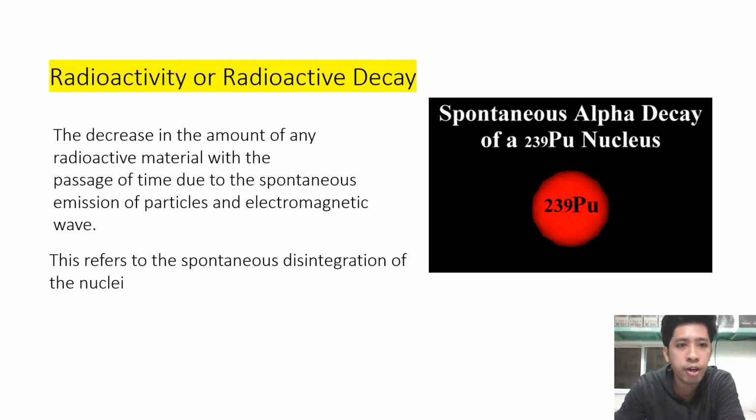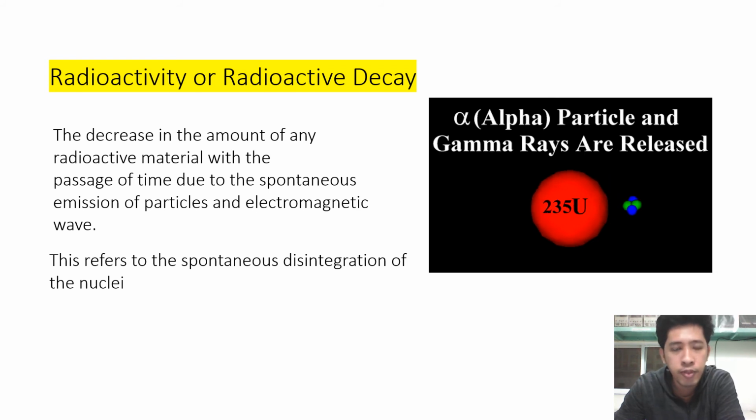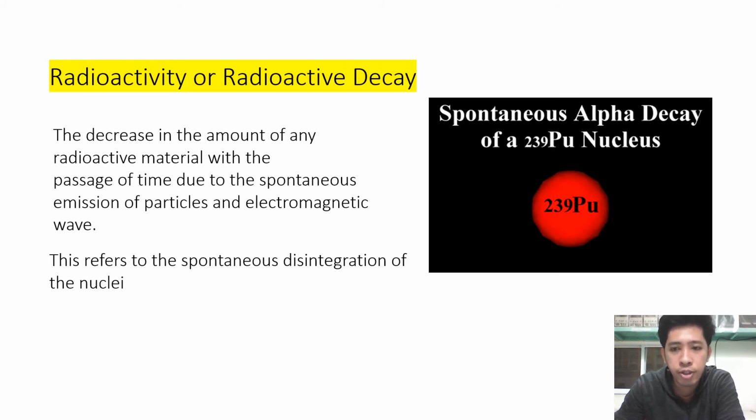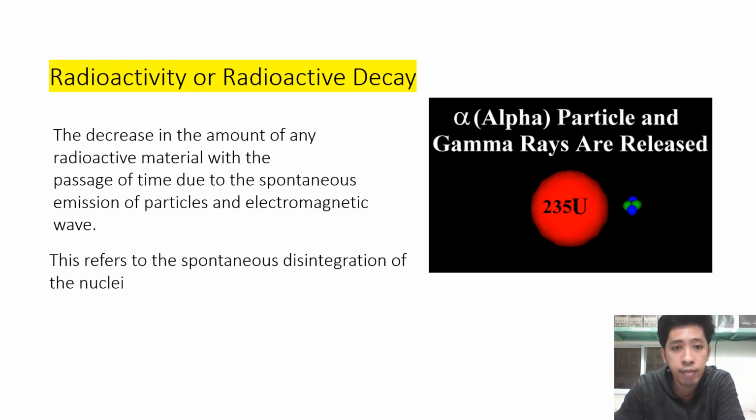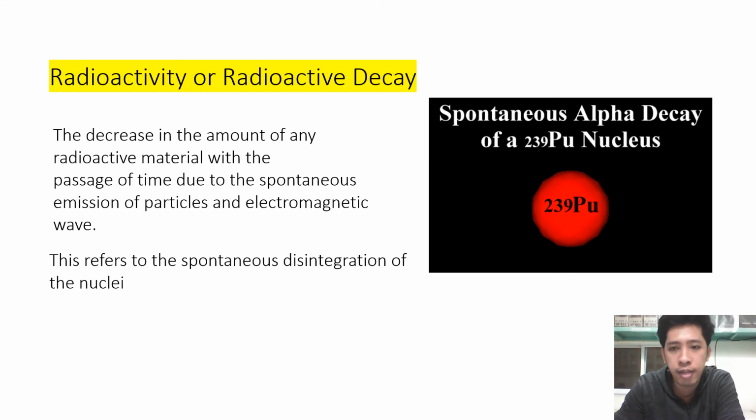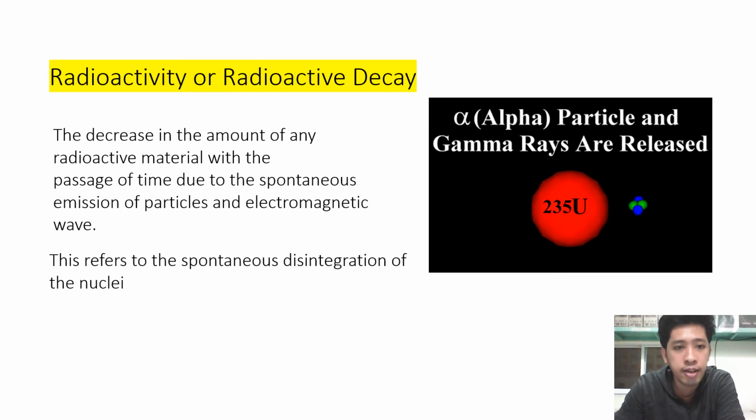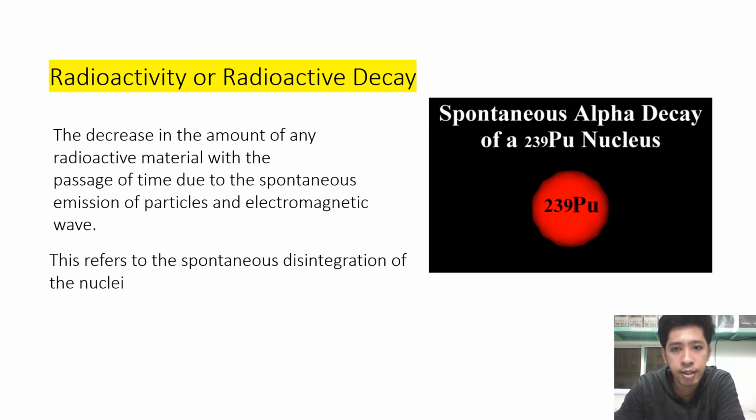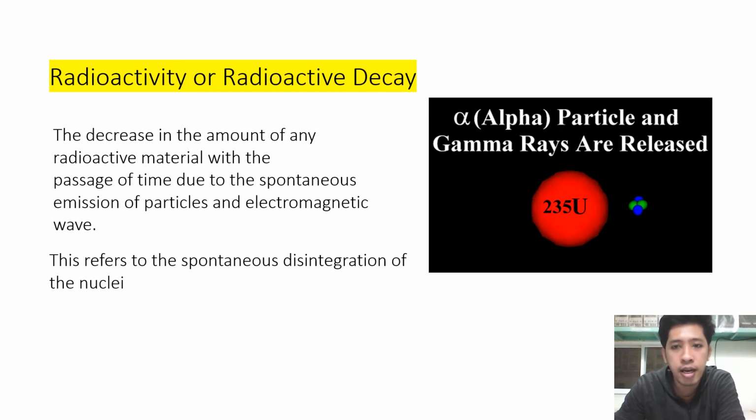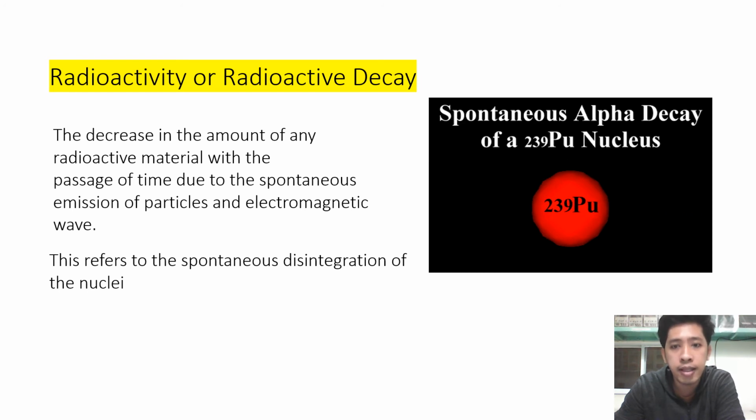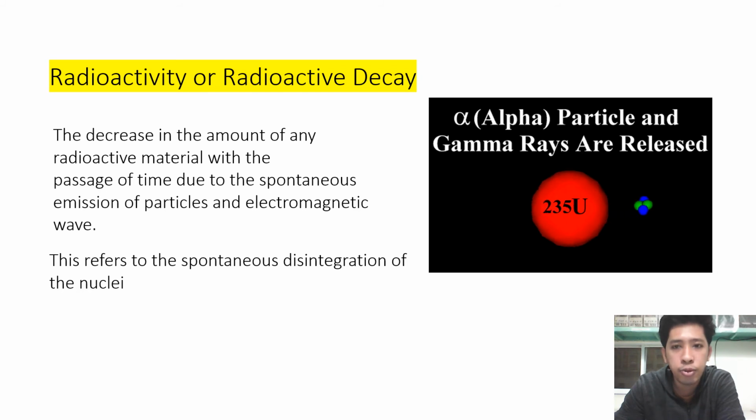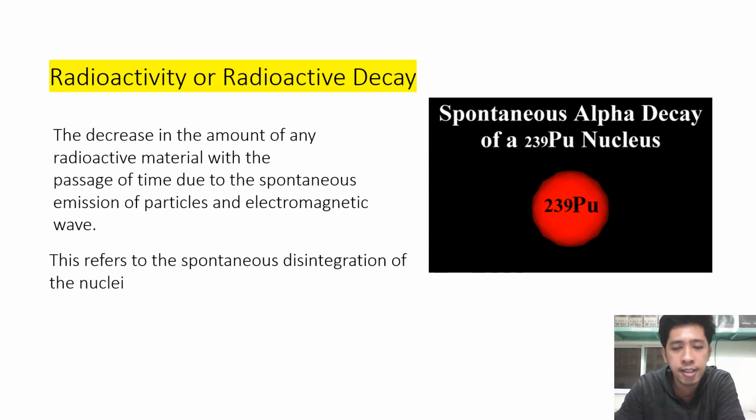So now let's talk about radioactivity or radioactive decay. Radioactive decay, or radioactivity, is the decrease in the amount of any radioactive material with the passage of time due to the spontaneous emission of particles and electromagnetic waves. This also refers to the spontaneous disintegration of your atomic nuclei. As you can see here, in the beginning you have polonium-239, but this one is not stable, so it may decay into uranium-235 in this case.